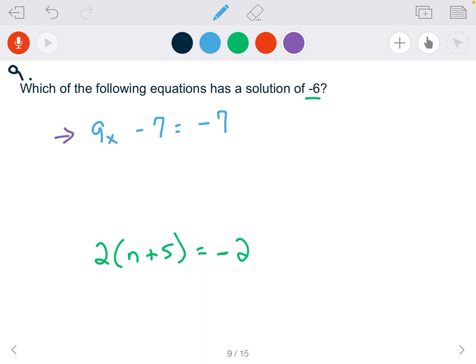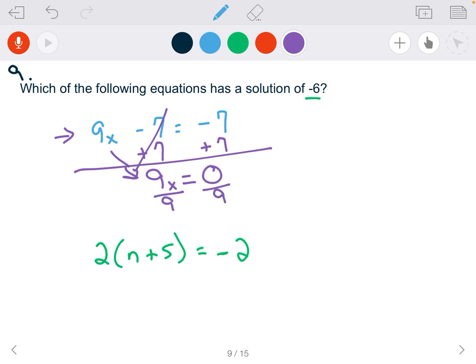So the first equation I'm going to do is 9x minus 7 equals -7. Remember, we have to undo any addition or subtraction before we can do multiplication and division. So I've got a -7, so I'm going to do the opposite of minus, which is plus, and keep the same number. But what I do to one side, I have to do to the other side. So these cancel out. I bring down my 9x, and -7 plus 7 is 0. Divide both sides by 9 because I undo 9 times. So I get x equals 0. Well, that is not a solution of -6.